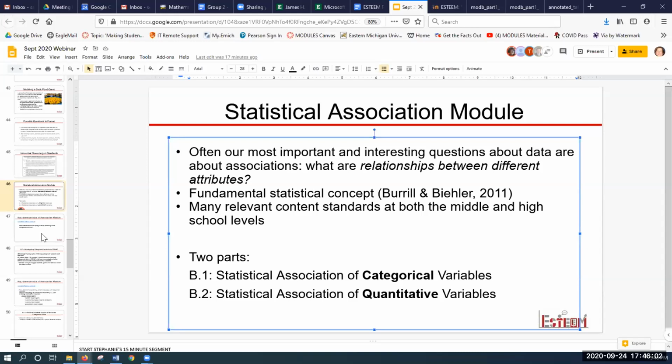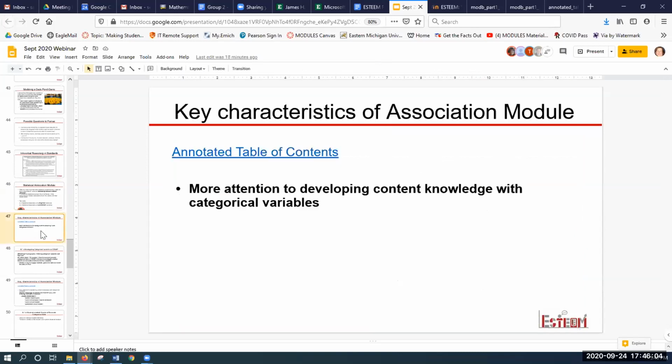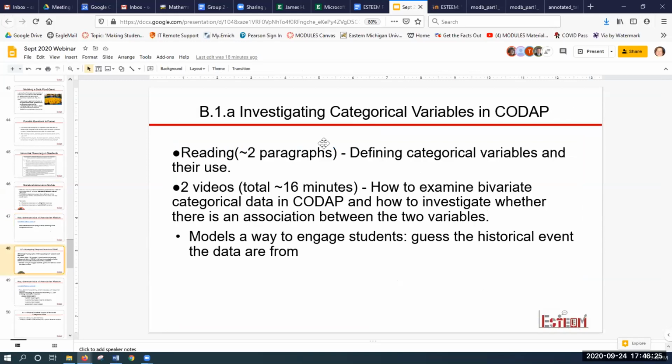We've got a lot of things that we pay attention to in the association modules that I want to highlight. So one is that we do pay attention to developing their content knowledge with categorical variables, much more so than we do developing content knowledge about statistics and the other areas. Again, we don't feel like students know a lot about analyzing those. So we start off with the whole activity where they just learn what are categorical variables, how do we look at them numerically and graphically.